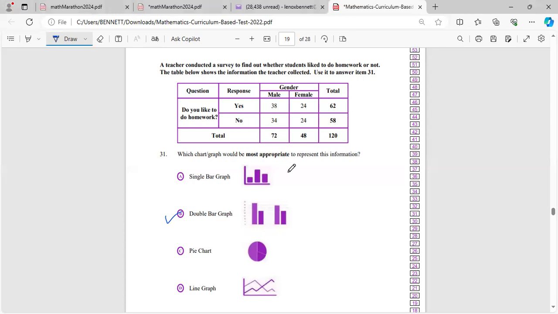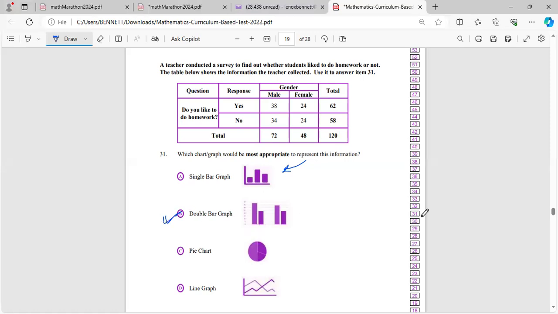But yeah, it should have been the double bar graph, because remember, you have yes, no, and you're comparing male, female. It's not just a yes, no, where you could just use a single bar graph to represent yes and no. You could also use a key and say that yes means this and no means that. So the gender is important, plus the yes or no.